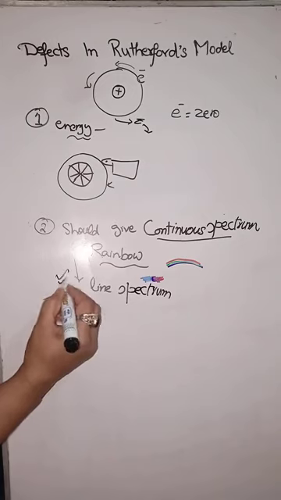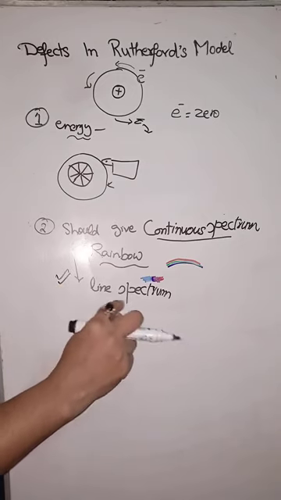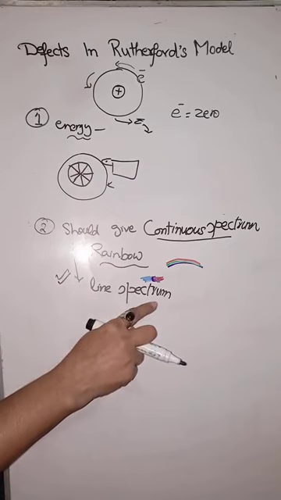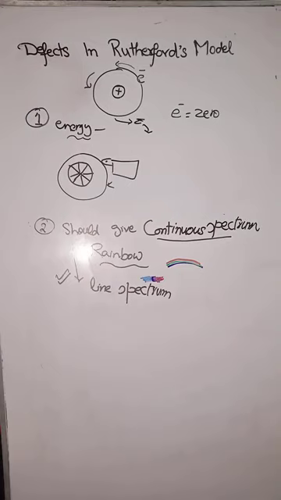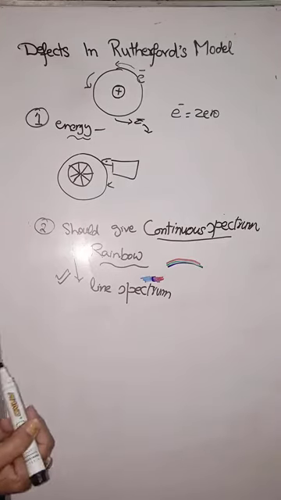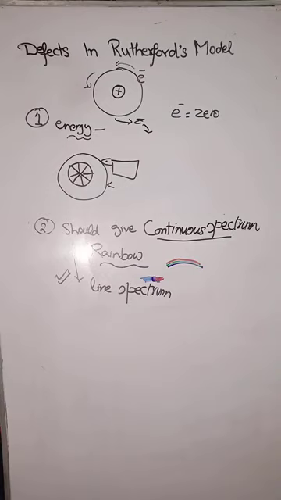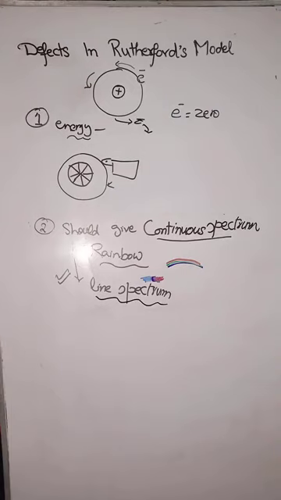This line spectrum was presented by Bohr, who came after Rutherford, and he discarded the idea of Rutherford that an atom will give us a continuous spectrum. Now, what is a line spectrum, or how do we get a line spectrum?